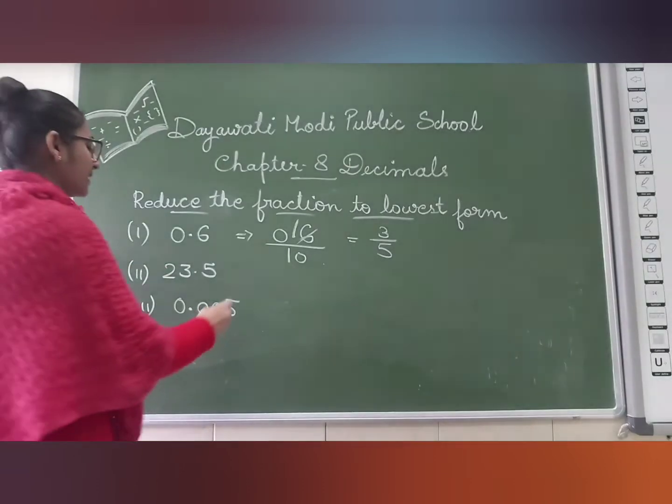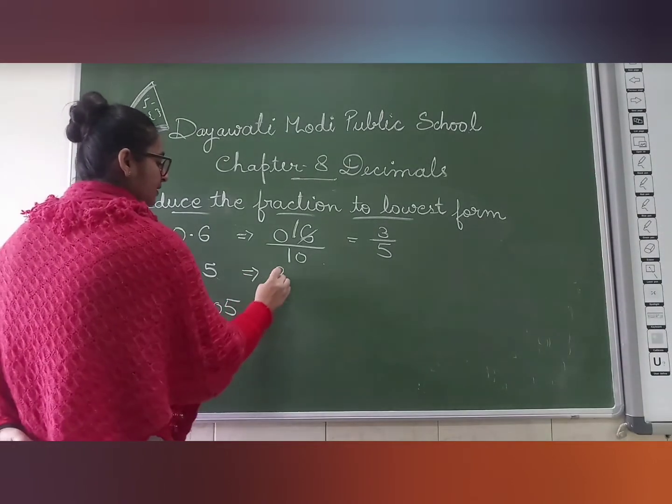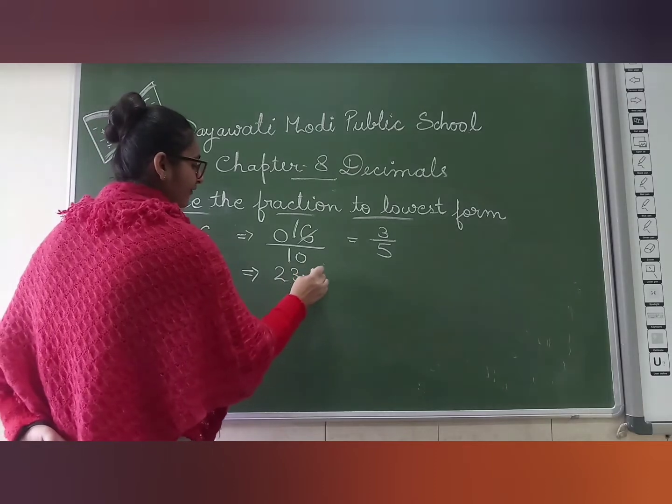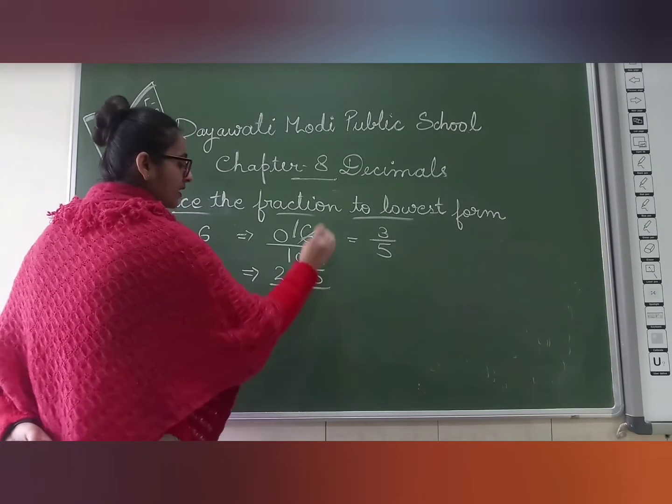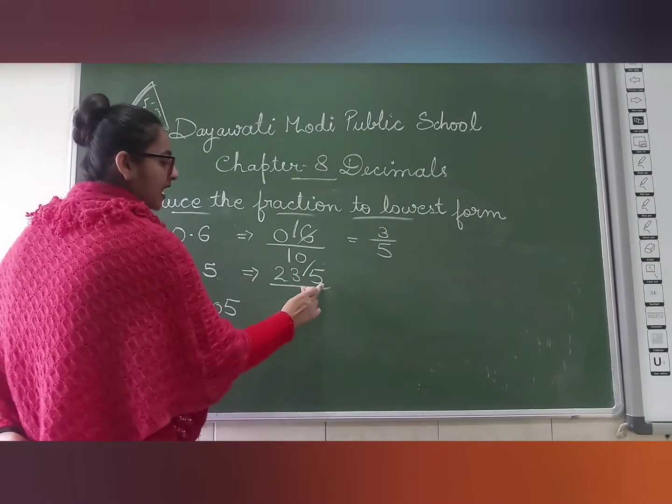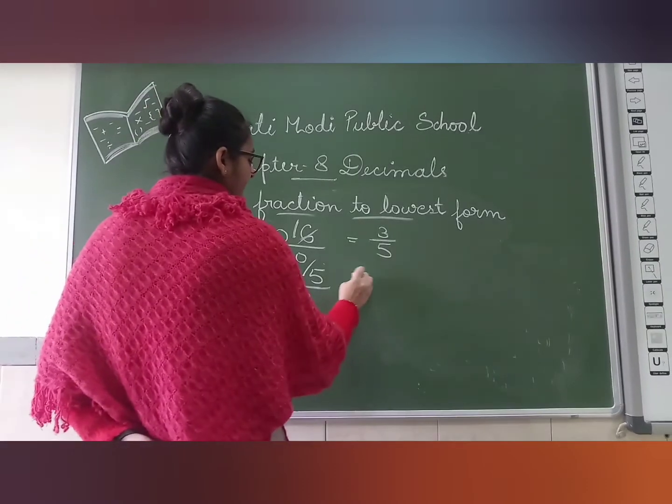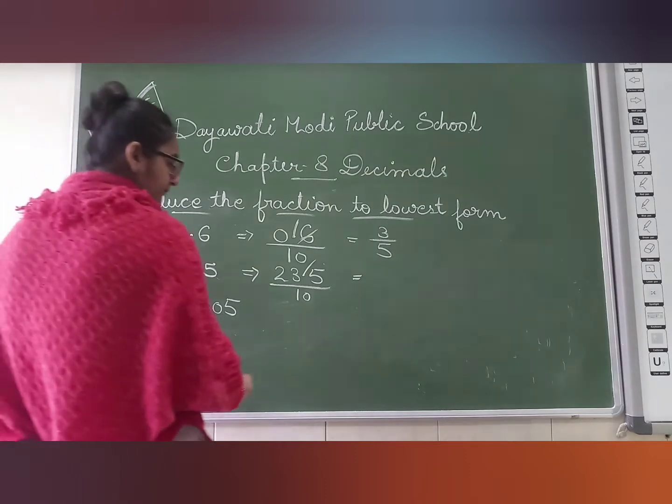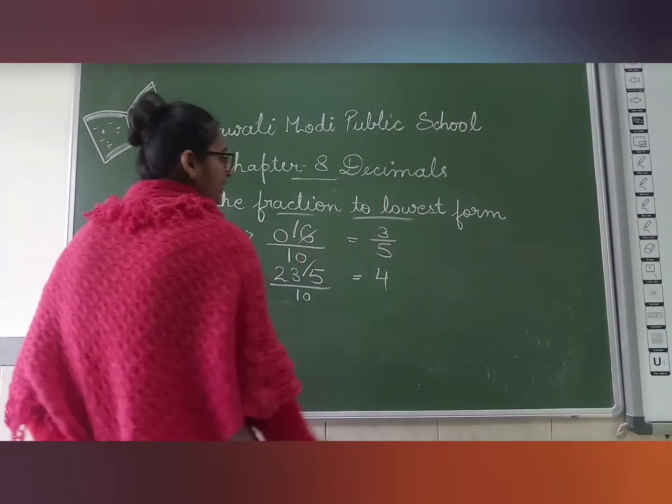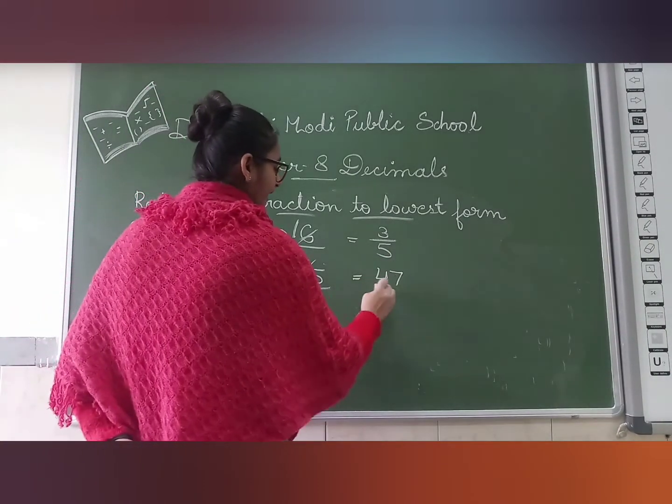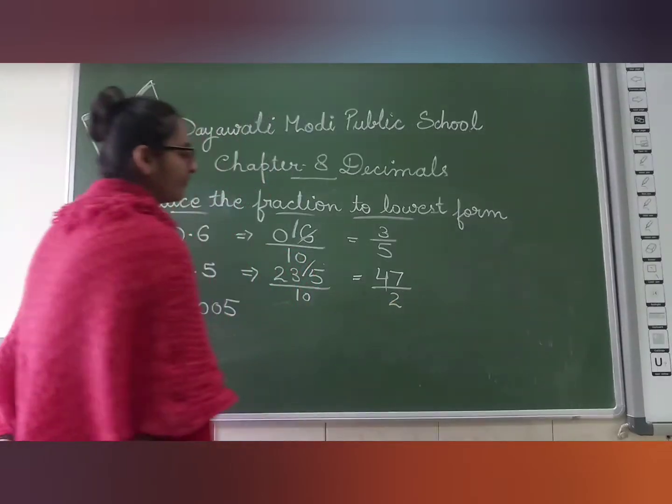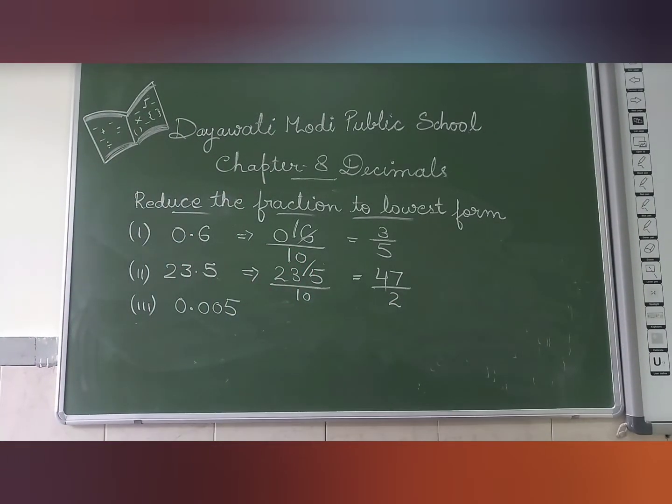For the same part, 23.5. So you will write 23.5 upon, remove this decimal and count the places. So this is also 10. Now you could cut it. 5 4s are 20 and 5 7s are 35 and 5 2s are 10. So 47/2 is the lowest form.